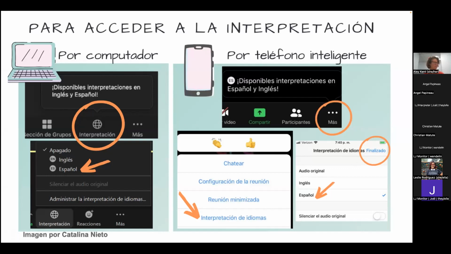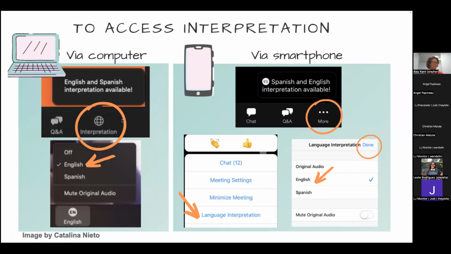To access the function from your computer, find the globe on the bottom of your screen and choose language interpretation. Then select your language channel.